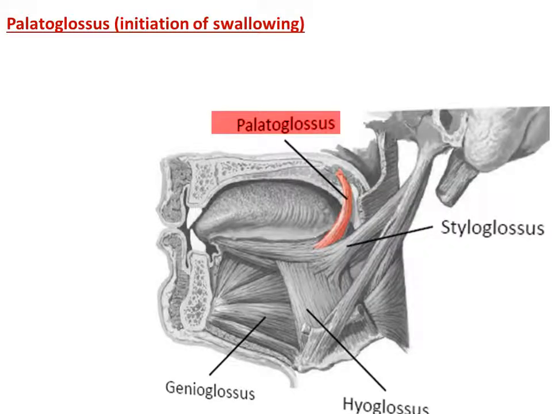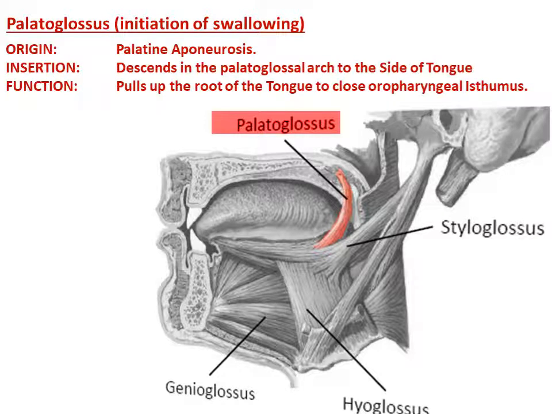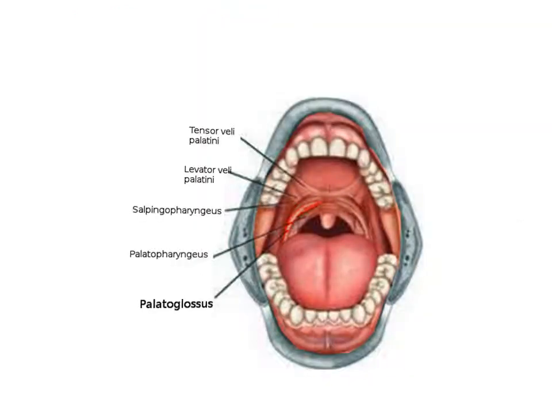Fourth and the final muscle related to the extrinsic muscles is palatoglossus, and this is the muscle which initiates swallowing. Origin from palatine aponeurosis. Insertion: descends in the palatoglossal arch to the side of the oral cavity to the side of the tongue. It pulls up the root of the tongue to close oropharyngeal isthmus. So it initiates swallowing. This is another picture of palatoglossus muscle covering the palatoglossal arch.